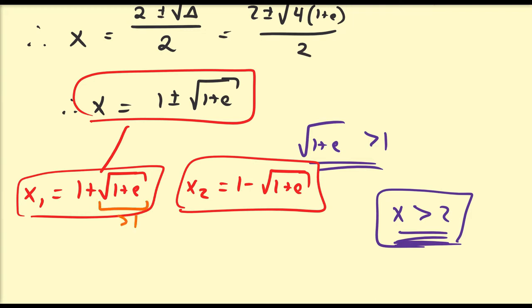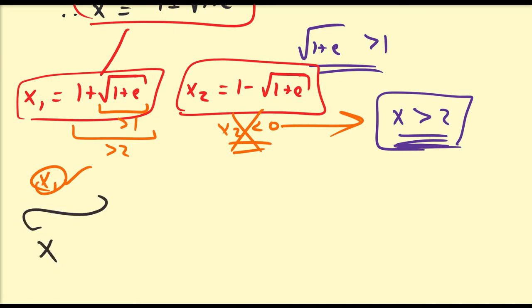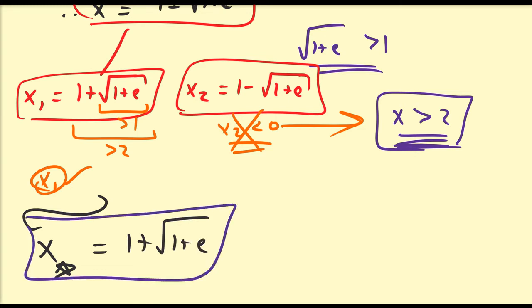So this number here is greater than 1. Therefore, this number here is greater than 2, right? Because the square root of 1 plus e is greater than 1, therefore 1 plus it must be greater than 1 plus 1, which is 2, right? So x1 checks out. What about this number? So the square root of 1 plus e is greater than 1. So when we take a number greater than 1 away from 1, so that's like 1 minus 2, that's going to give us a negative number, right? So x2 must be less than 0, and that's bad. That violates that restriction. So therefore, the only solution that we have, so I'm just going to call that x star, is going to be equal to 1 plus the square root of 1 plus e. So that's the only solution to the original equation that we started with.